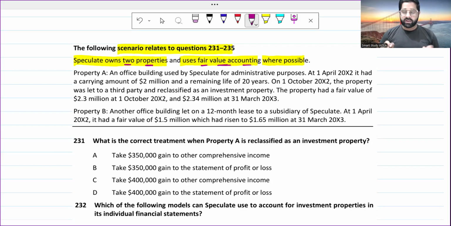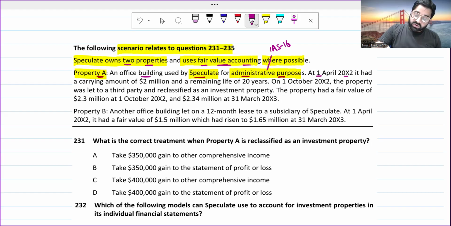Just remember this point. Property A, an office building used by Speculate for administrative purposes. Administrative purpose means that it is an owner-occupied property. So for the owner-occupied property, we will always apply IAS 16, property, plant and equipment, right?